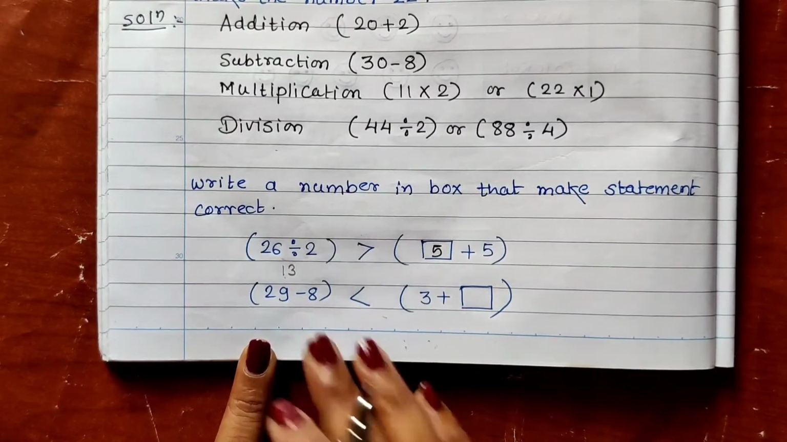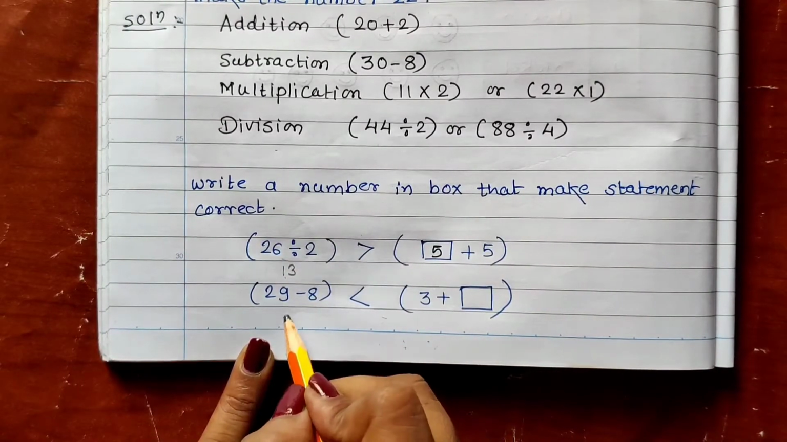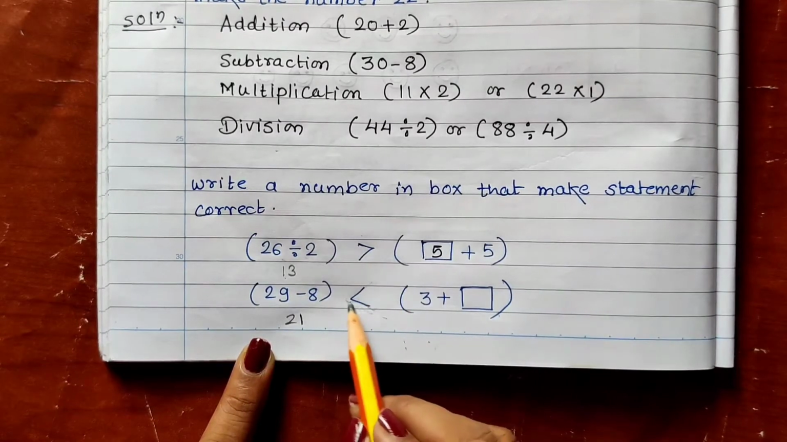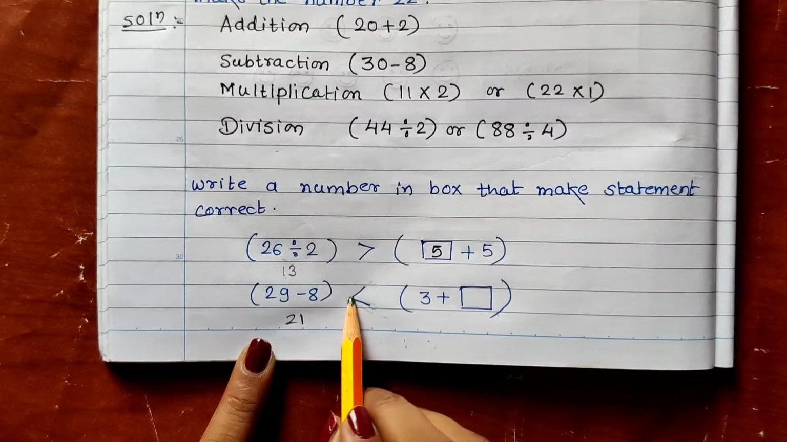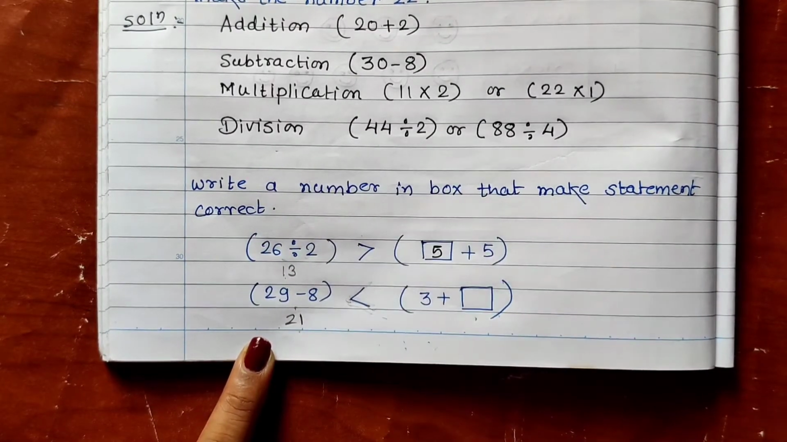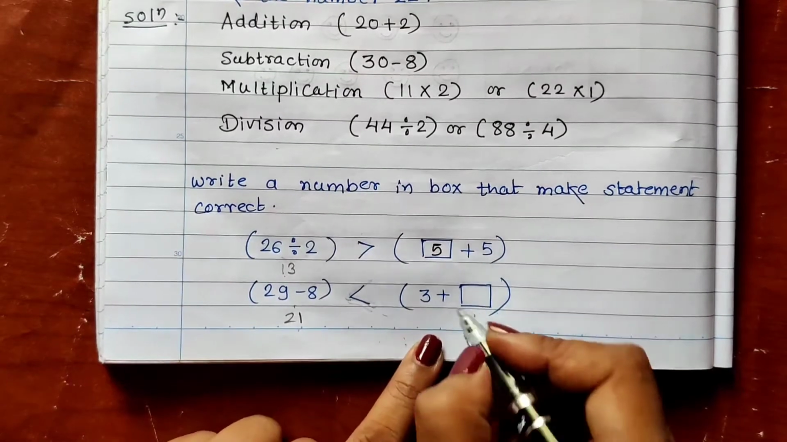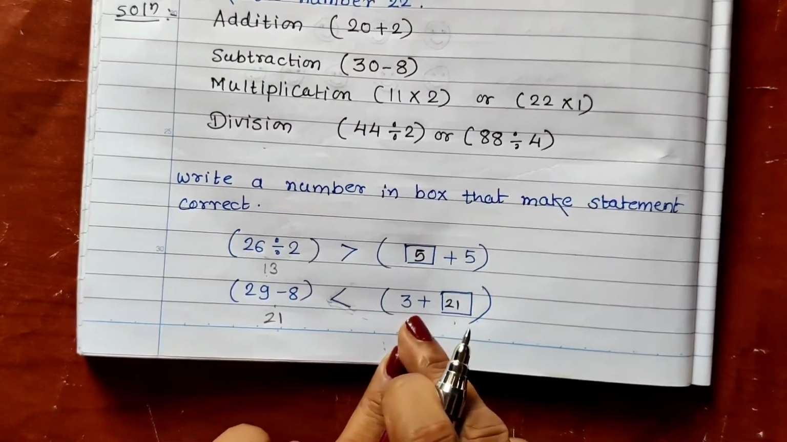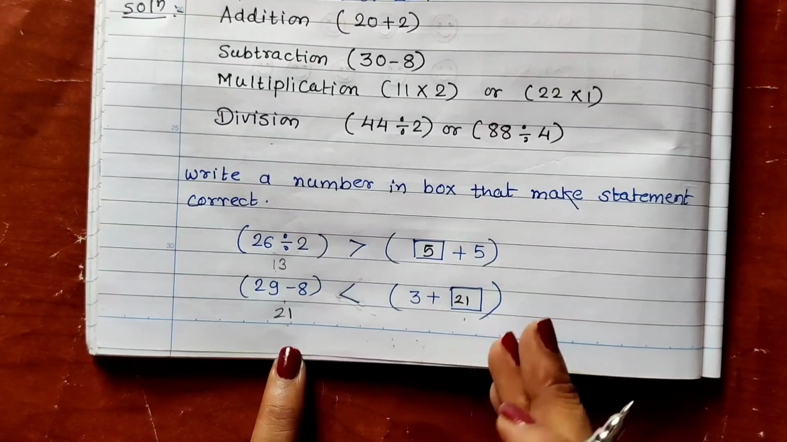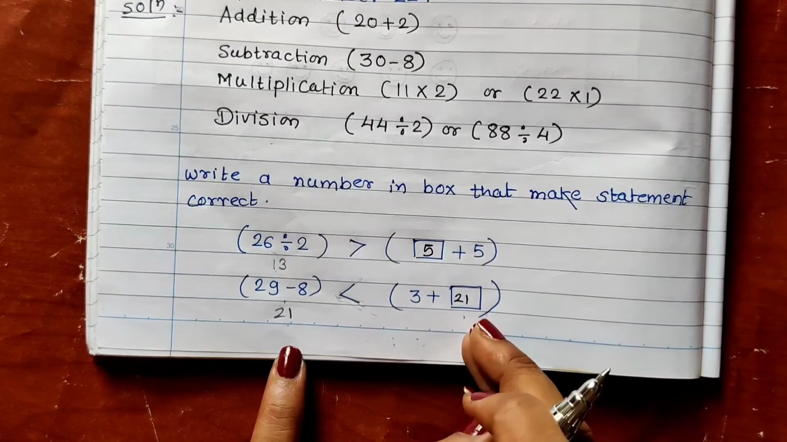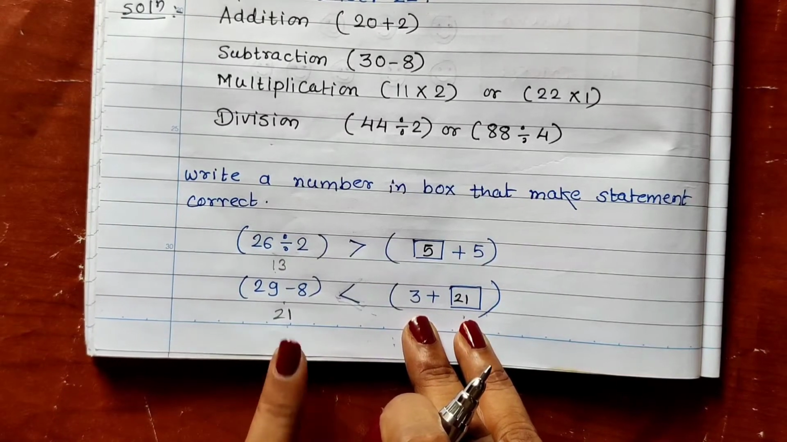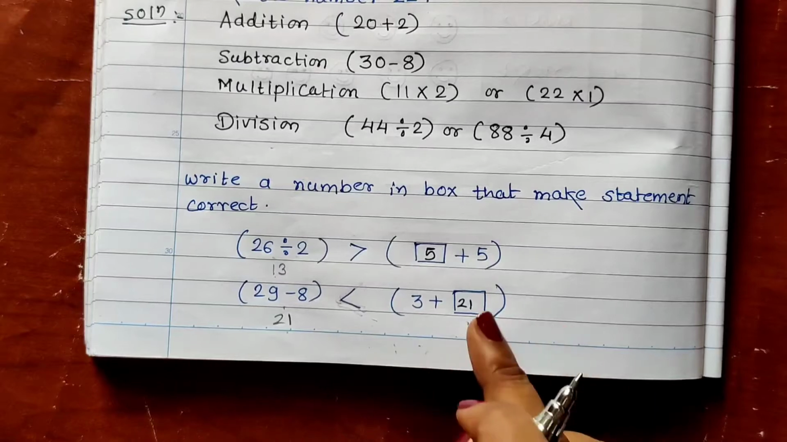Now 29 minus 8, the answer we are getting is 21. So this should be smaller than this answer. Okay, smaller. This symbol is closed on this side, that means 21 should be smaller than this answer. So what should I write? I cannot write 21 only here. So 21 plus 3 will be 24, and 21 is smaller than 24. You can write 22, 23, 24. Any number when added with 3 should be bigger than 21. So in this way you can write any number over here.